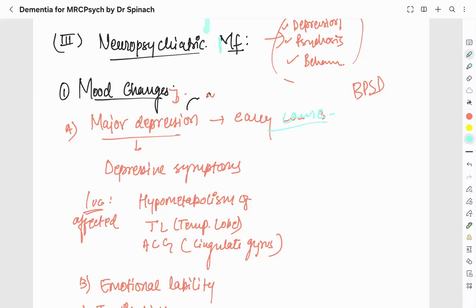But let me read it clearly and then tell it to you. Behavioral changes even before the onset of dementia changes. I thought BPSD usually comes late. I mean, it is an integral part of dementia, but neuropsychiatric manifestations, except for frontotemporal dementia, usually occur late in dementia, isn't it? I'm not sure, but okay.